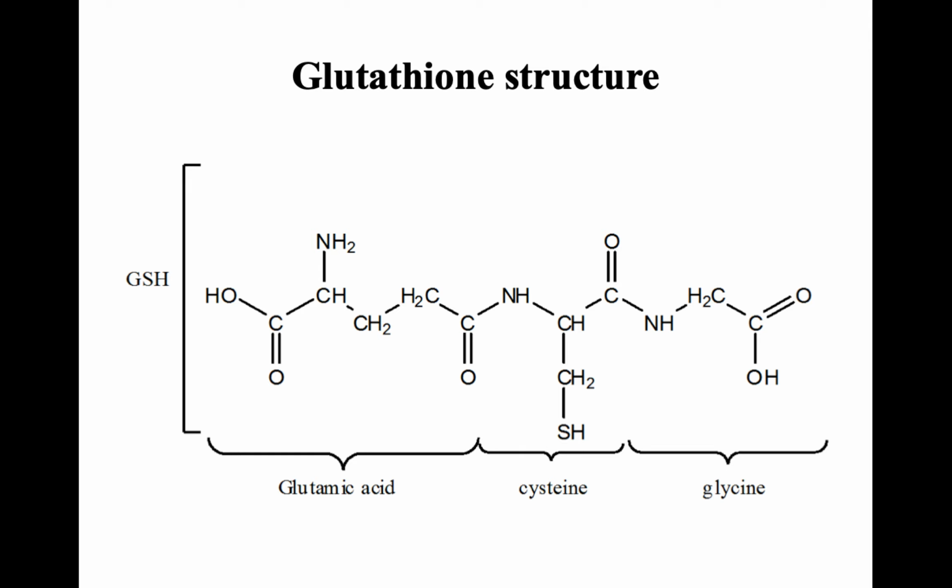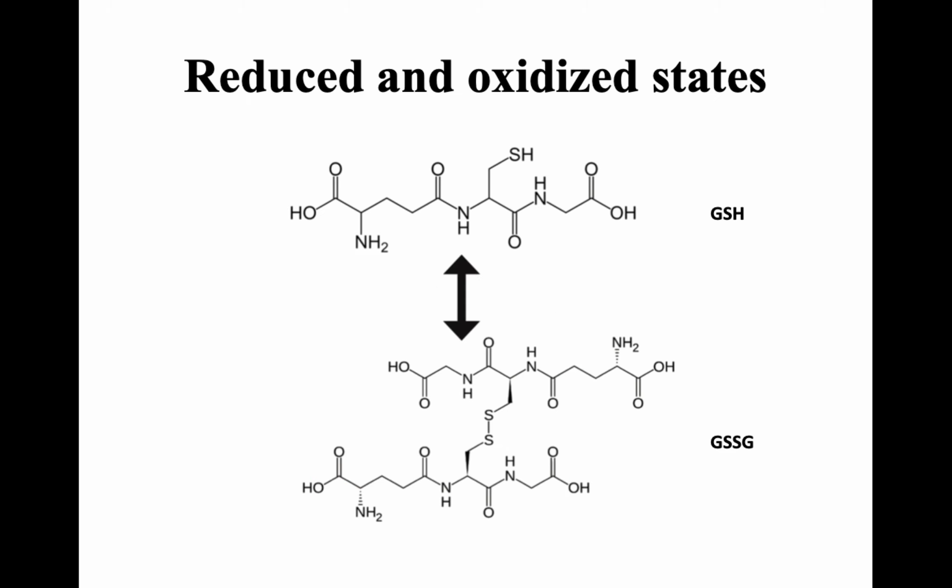This is the structure of glutathione, and if the cysteine residue has the free sulfhydryl group, the glutathione is said to be present in the reduced form. As I told you earlier, glutathione is present in two forms, the reduced form and the oxidized form. In the reduced form, the cysteine residue of glutathione has the free sulfhydryl group over here. We abbreviate this form of glutathione as GSH, which is the reduced form.